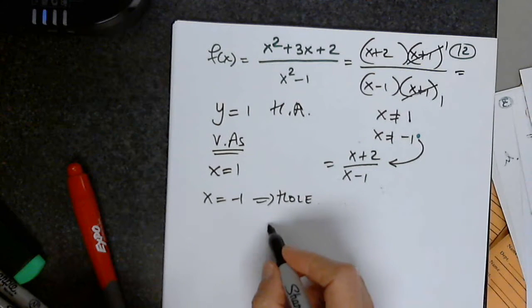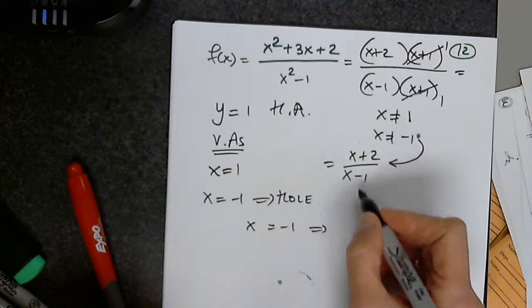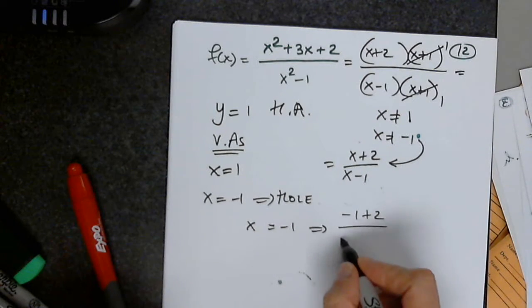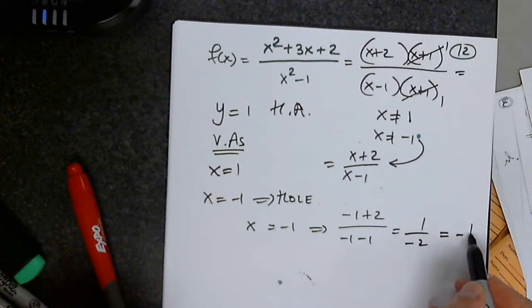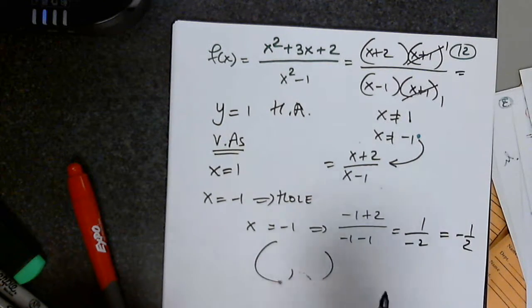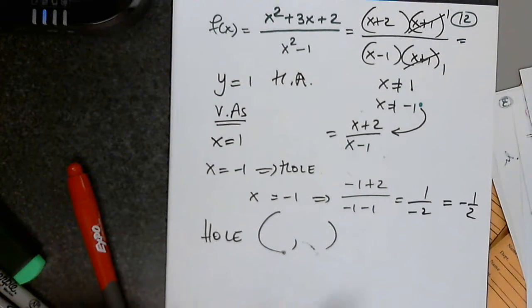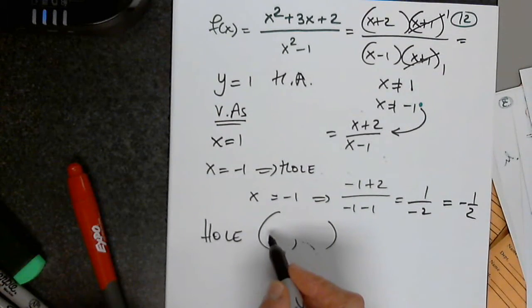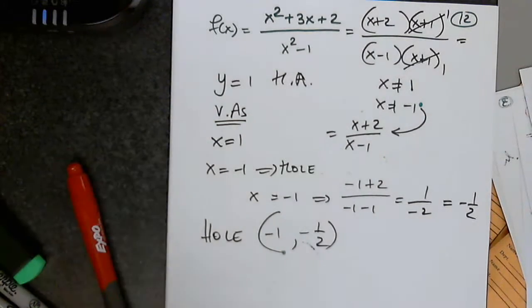So when x is -1, I have -1 plus 2 over -1 minus 1. The top is 1, the bottom is -2. So the point that is the hole is what? -1, comma, -1/2.